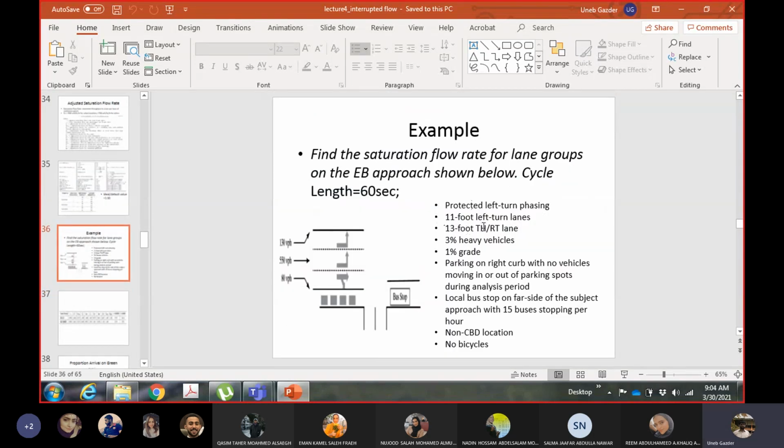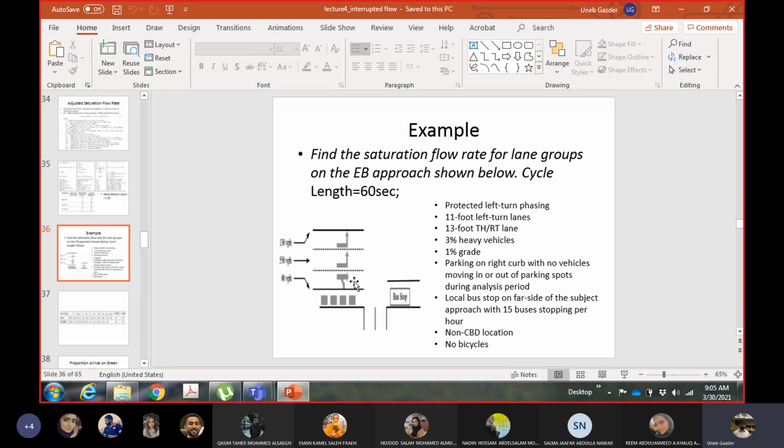Okay, we have this example, and they are asking us to find the saturation flow rate, the adjusted saturation flow rate, for the eastbound approach, this approach. The data is given here. Cycle length 60 seconds, protected left turn phasing, 11 feet lanes and 13 feet. So left turning lanes are 11 feet and this through and right lane is 13 feet.